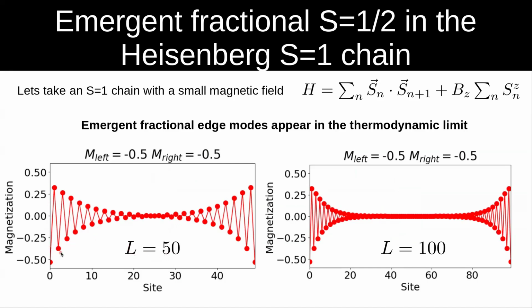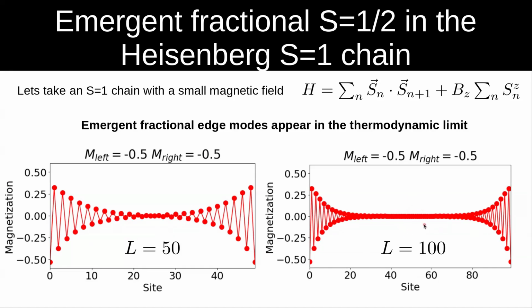And you see that in the system with 50 sites, you get this magnetization on the left, this magnetization on the right, but it seems that it still lives a little bit in the center. But then when you go to bigger systems like 100 spin 1s, you see that your spin 1/2 excitation is well localized on the left edge. And then you have another excitation that is well localized on the right. So in the thermodynamic limit, you essentially get that the spin 1 Heisenberg model has a spin 1/2 excitation on the left and a spin 1/2 excitation on the right. And in the bulk, there's nothing.